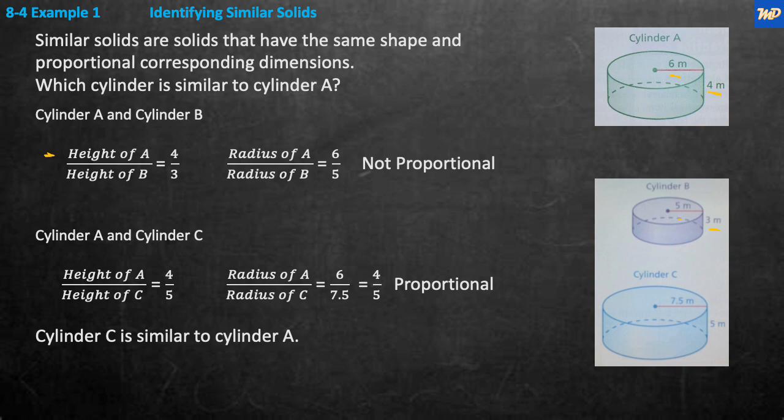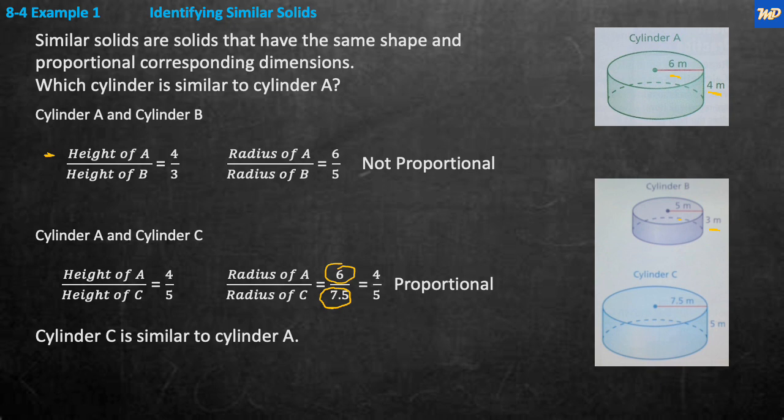But how about cylinder A and cylinder C? Cylinder A has a 4-meter height. Cylinder C has a 5-meter height. So 4/5. Now let's go to the radius of each. The radius of A is 6 meters. The radius of C is 7.5. Well, is 6 over 7.5 the same as 4 over 5?